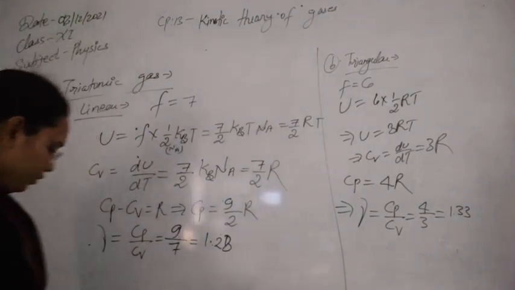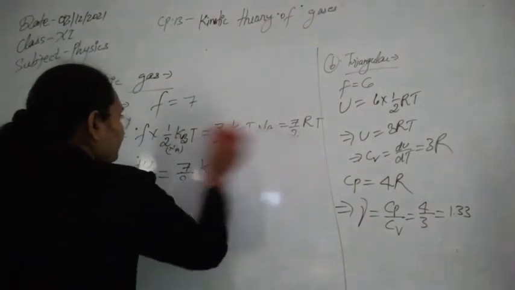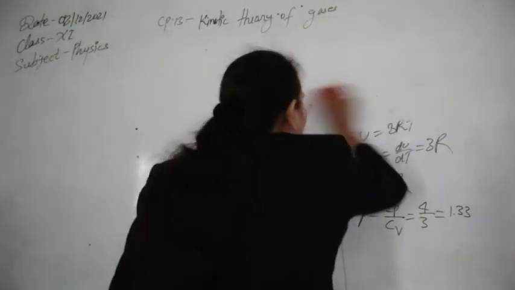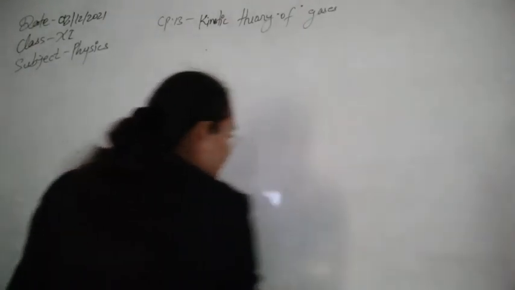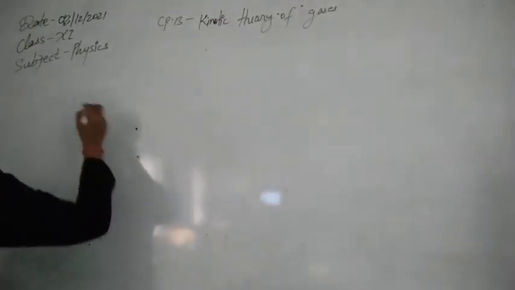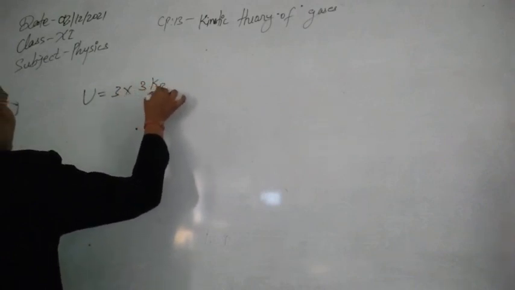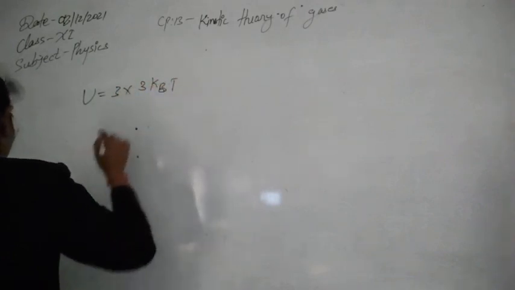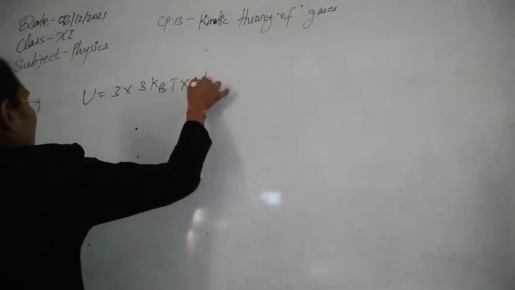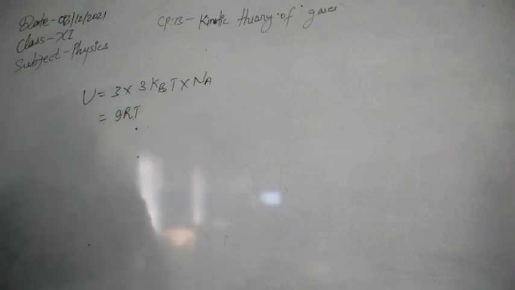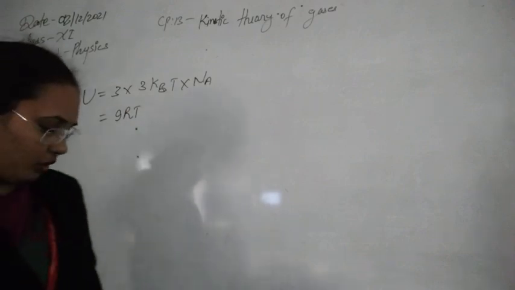the total energy in 1 mole of the water, that we can write now. So let's see that one. U will be equal to 3 into 3 kB T, into Na. This will finally be equal to 9RT. This is the total energy in 1 mole of the water.